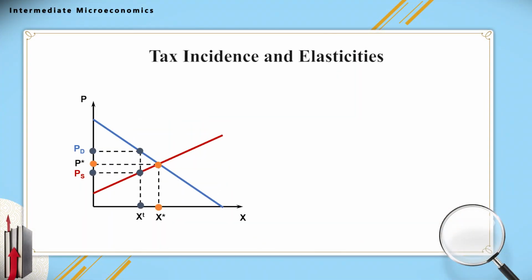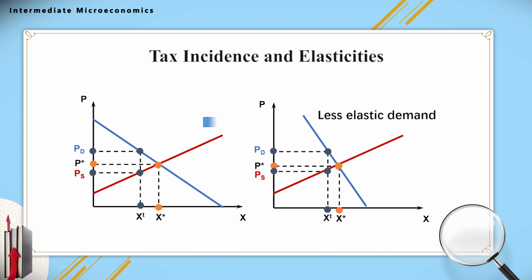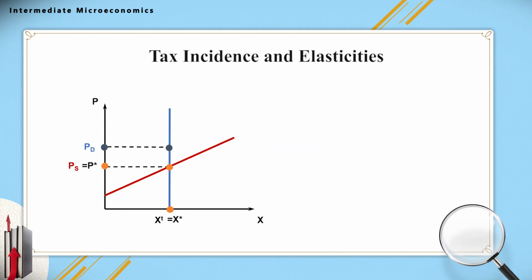For example, as the demand curve becomes steeper and the demand becomes more inelastic, consumers become less sensitive to price changes. So they can bear more tax burden. The sellers can pass on more tax to the consumers. Especially if the demand curve becomes a vertical line, the elasticity of demand is zero. The consumer bears all taxes, no matter whom the tax is levied on.